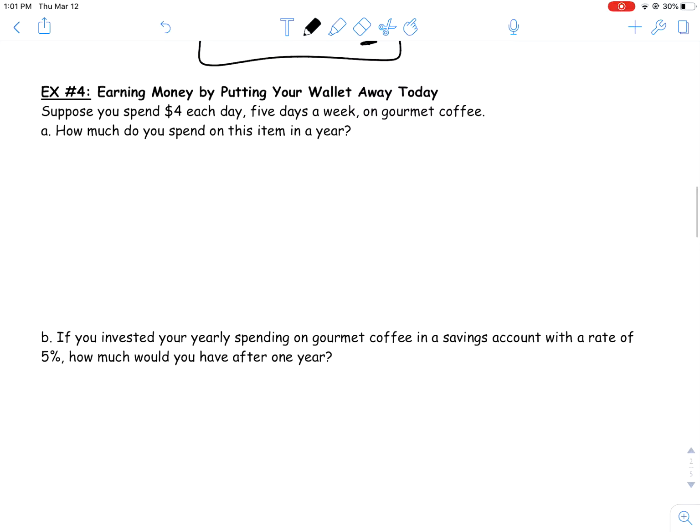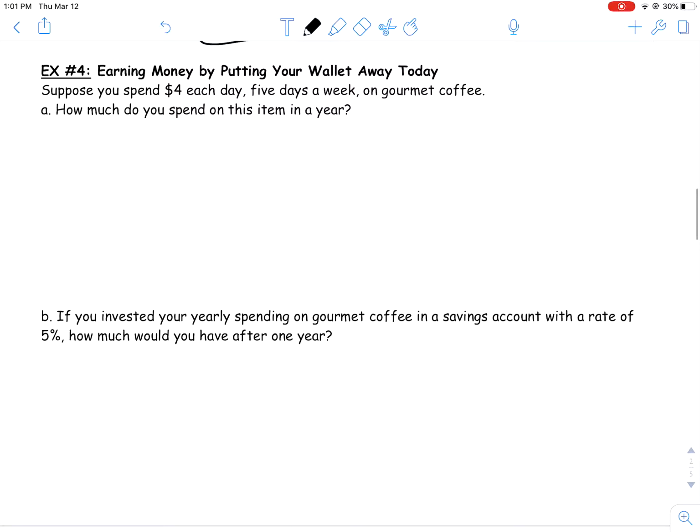All right, looking at example number 4, it says, suppose you spend $4 each day, 5 days a week on gourmet coffee, right? So all you Starbucks lovers, $4 even seems cheap, right? But let's pretend it's $4 every day, 5 days a week. Let's calculate at the end of the year how much money you actually spend on your flavored water.